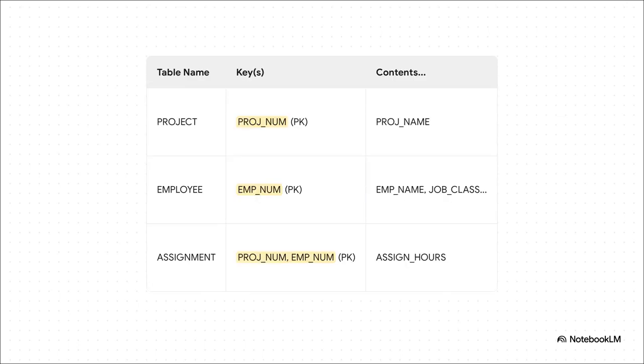The solution is to break this one big table into smaller, more focused tables where each one has a single clear subject. So we create a project table just for project info, an employee table just for employee info, and then a third table called assignment. And that third table is the key. It's the glue that just records which employee is assigned to which project. And just like that, each piece of info is stored only once, and all that redundancy is gone.